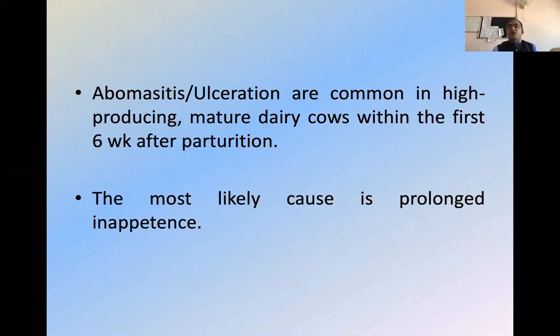So if the cattle owner is saying that my animal is anorectic, is not taking proper feed, is suffering from inappetence for a long period of time, you may suspect it to be a case of abomasitis, or you may suspect it to be a case of abomasal ulcer.